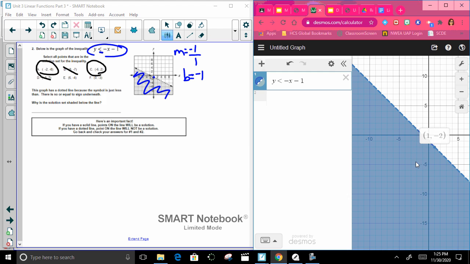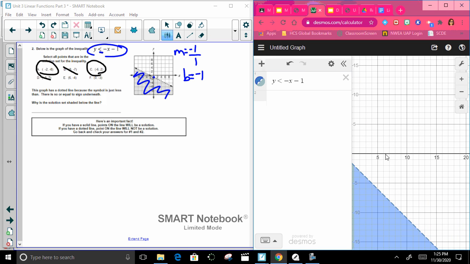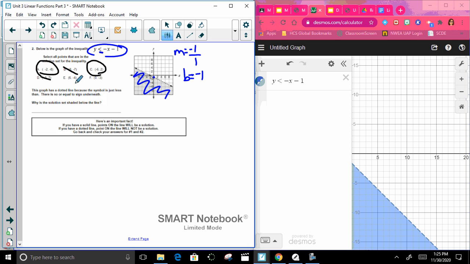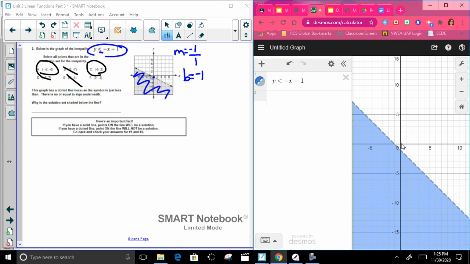6, negative 4. Oops. Here's 6. Here's negative 4. That one wouldn't work. And 0, negative 3 is right here, and that would work.